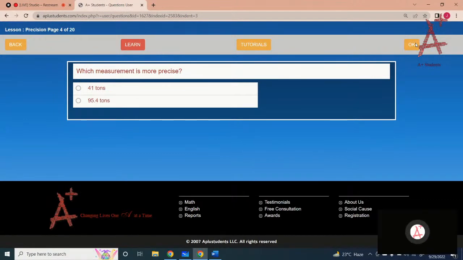Okay, the next one is which measurement is more precise? 41 tons or 95.4 tons? Yes, 95.4 tons is the more precise. Got it?